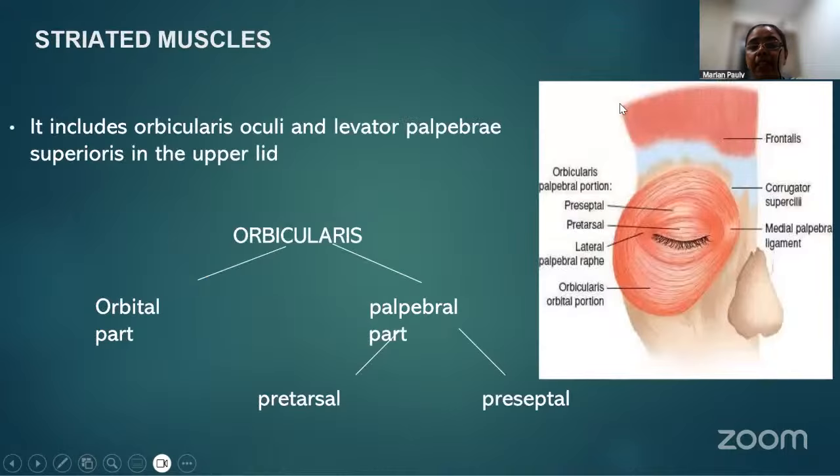Now coming to the striated muscles, it includes orbicularis oculi and levator palpebrae superioris in the upper eyelid. Let us look at the orbicularis. Orbicularis has two parts, the orbital part and the palpebral part. The palpebral part is again divided into preseptal part and pretarsal part. The preseptal part is over the septum, the pretarsal part is over the tarsus.